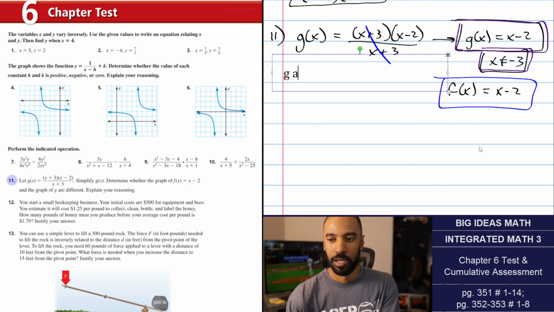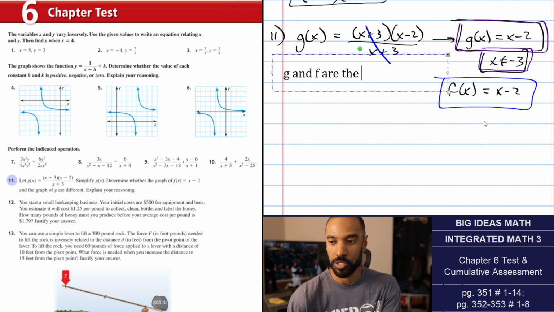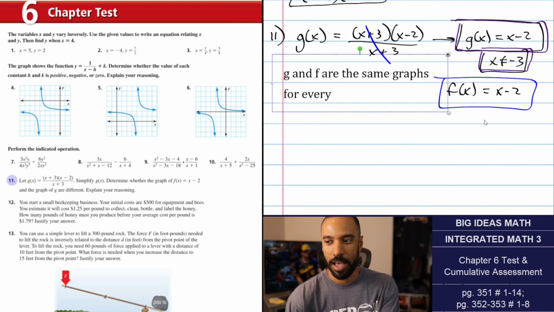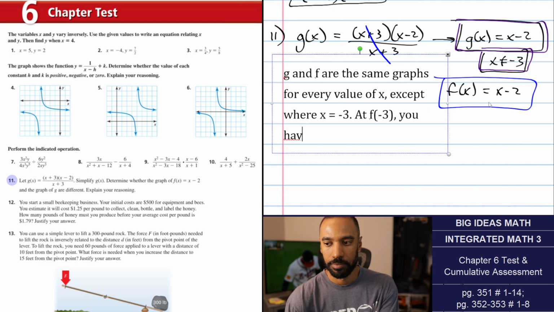G and f are the same graph, like y equals x minus 2. That's a slope of 1 and y-intercept of 2. They're linear equations. Are the same graphs for every value of x except where x equals -3. At f of -3, sorry, at f of -3, you have -3 minus 2 is -5. At g of negative 3, there is no defined value.